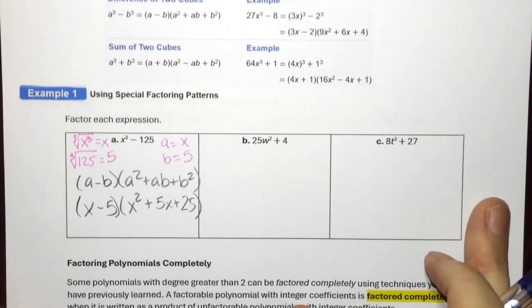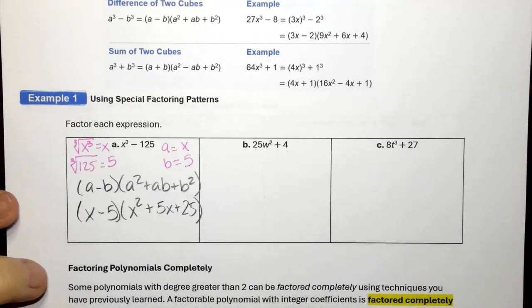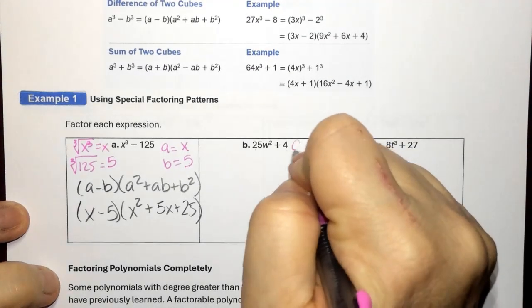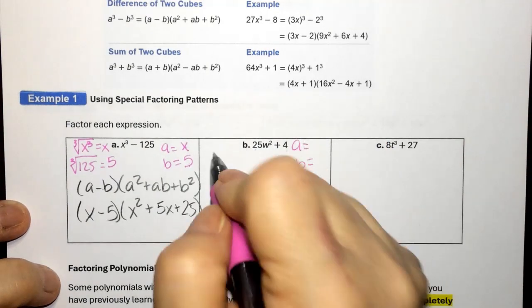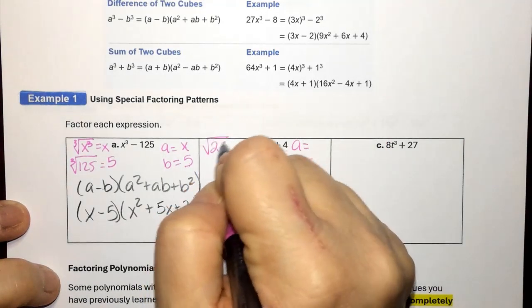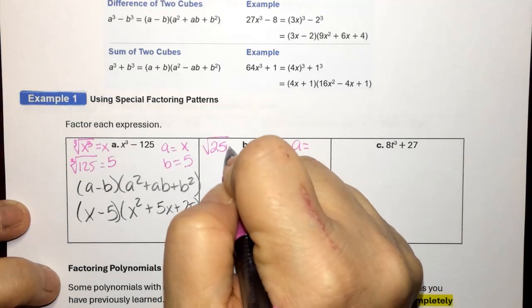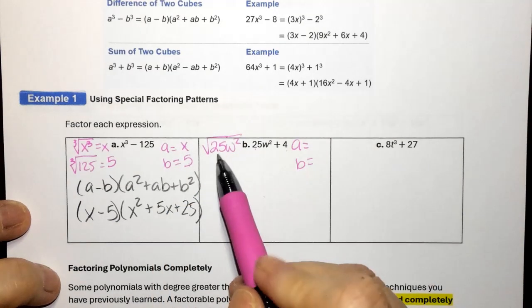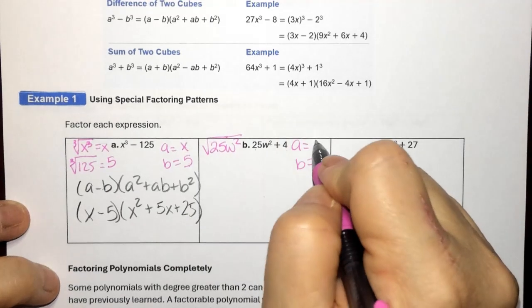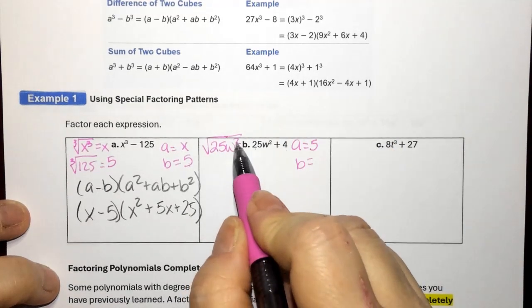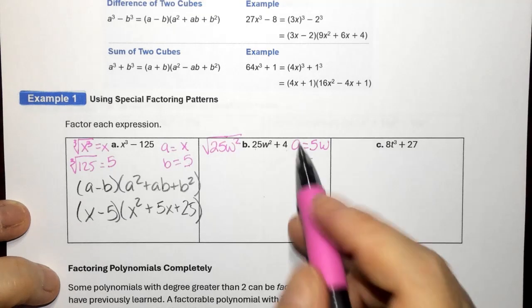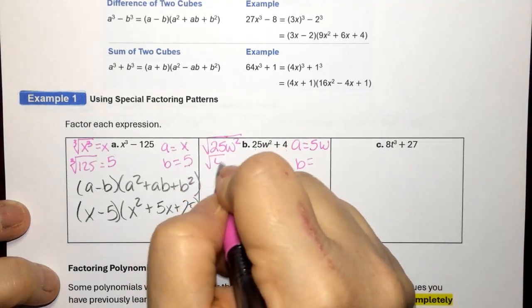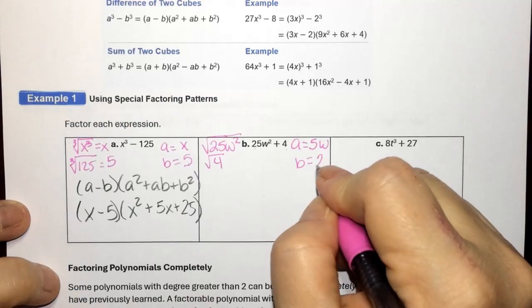Alright, so again, we need to know what is our a value and what is our b value. How do we find that out? Well, we're going to take our first term and we're going to find the square root of it. So what is the square root of 25w squared? So take one part at a time. Square root of 25 is 5. Square root of w squared, remember that cancels each other out, so it's just w. And then we have square root of 4, which equals 2.